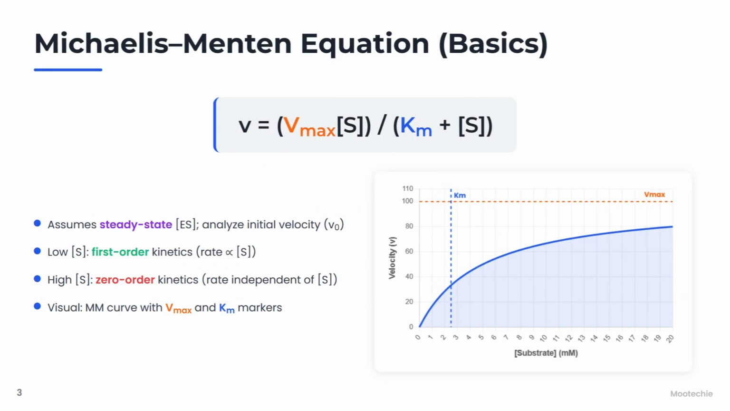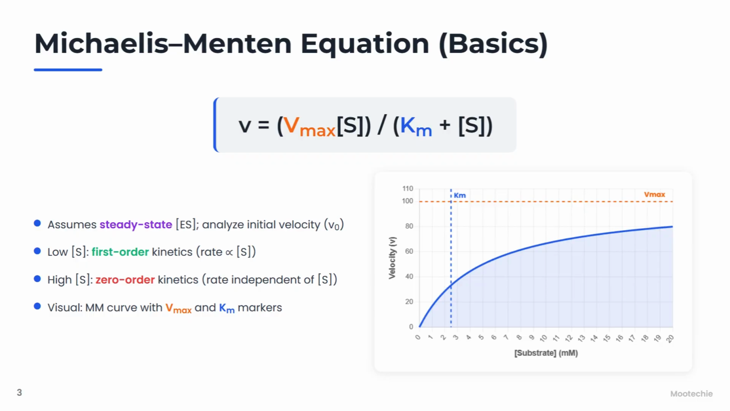The equation is V equals Vmax times the concentration of S divided by Km plus the concentration of S. This assumes a steady-state concentration of the ES complex, and we analyze the initial velocity, V0. At low substrate concentration, we see first-order kinetics, where the rate is proportional to substrate concentration. At high substrate concentration, we see zero-order kinetics, where the rate is independent of substrate concentration.